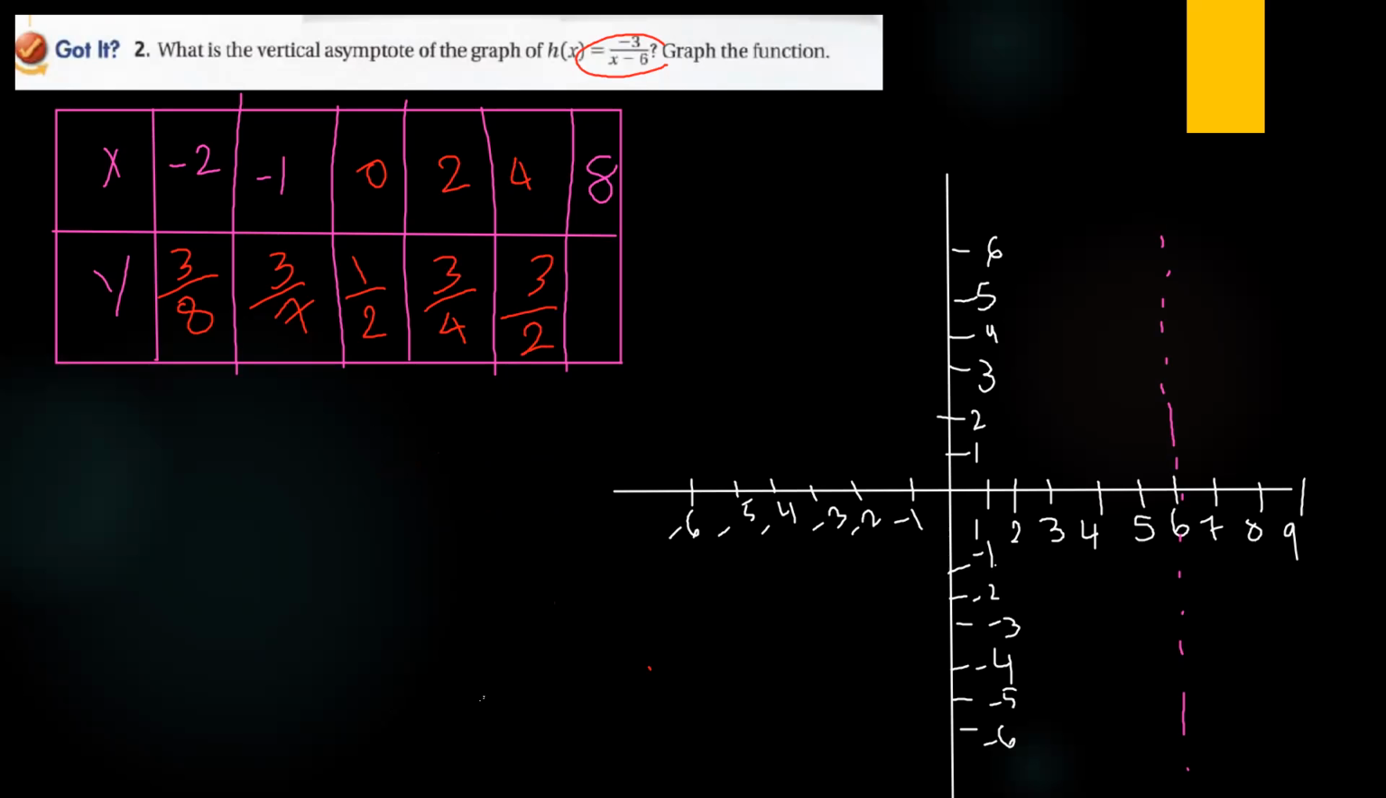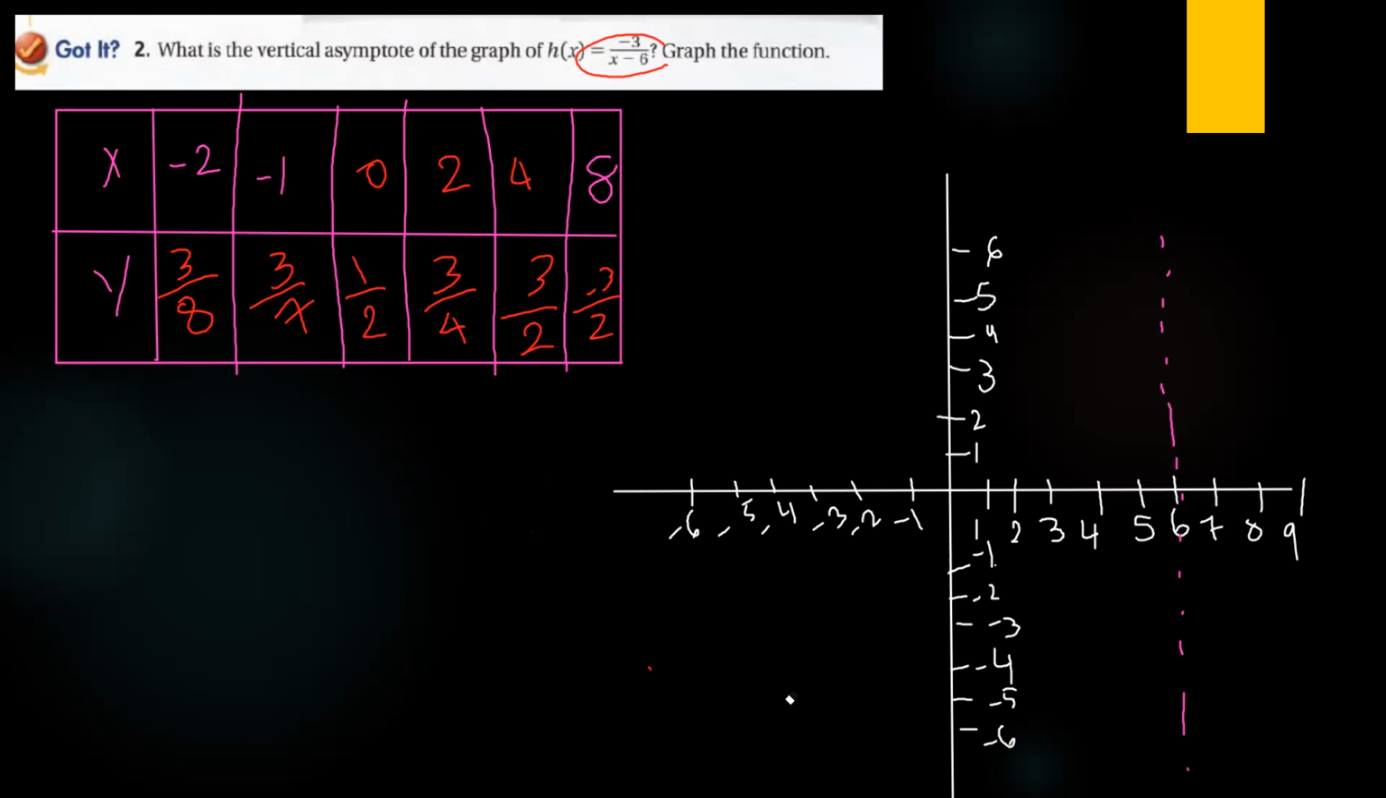And then the last one, h of x equals negative 3 over 8 minus 6. So we have it as negative 3 over 2. So we found the excluded value. The excluded value will be the asymptotes. We plot then the points. Now let's plot the points on the chart.